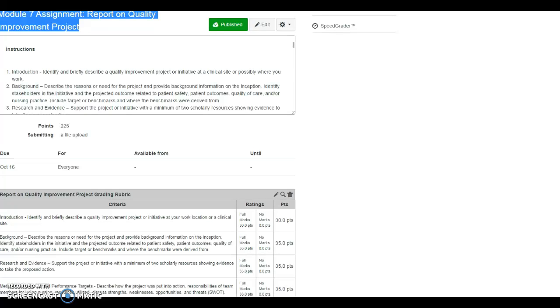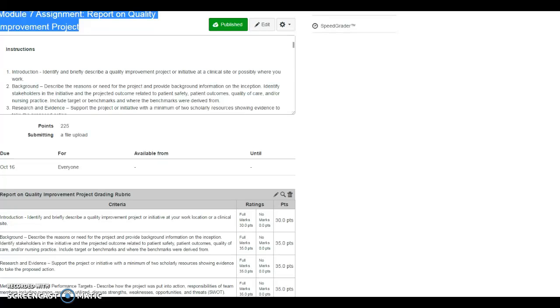So what I'm going to do is go through the rubric, basically the requirements of the assignment, and then I am a great believer in seeing what one looks like. So I will share you a PowerPoint that describes a quality improvement project.